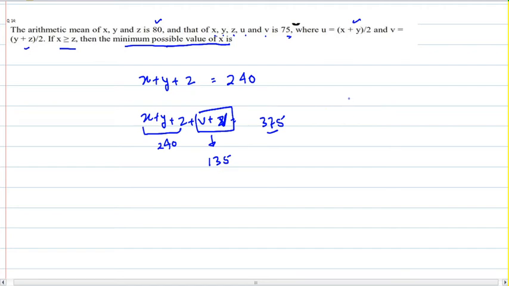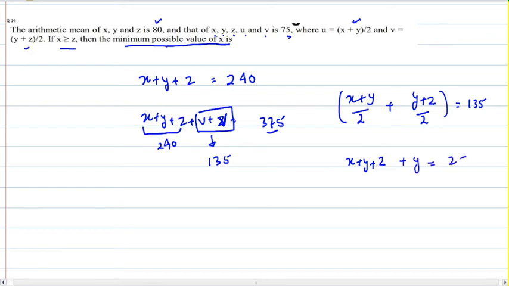Furthermore, U is (X plus Y) by 2 and V is (Y plus Z) by 2. I need this to be equal to 135. So basically I have got X plus Y plus Z, please observe, plus Y. When I cross multiply this, I will have 270. What I'm trying to achieve here is I have got the value of X plus Y plus Z, that is 240. I have got the value of Y now, which is 30. Now if Y is 30, X plus Z is 210.